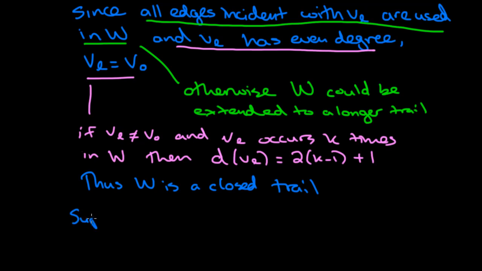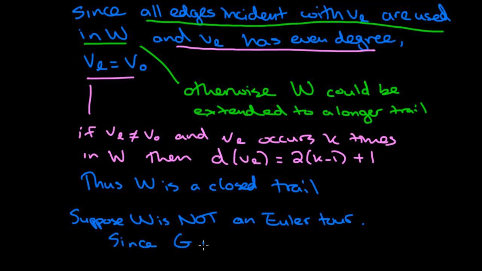So let's suppose that W is not an Euler tour. We're hoping that it is an Euler tour, so let's suppose that it's not, and hopefully we will come to a contradiction. Well, now since G is connected, then we know we have not hit all of the edges of the graph because W is not an Euler tour, so there are still some edges out there. But since it's connected, there's definitely going to be an edge that touches on W.